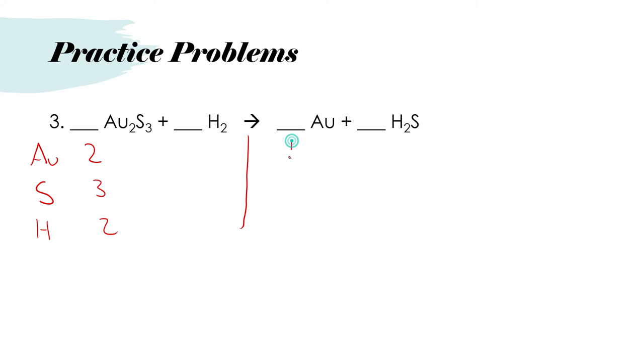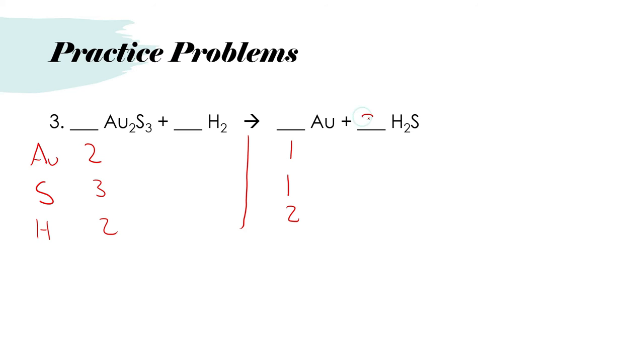On this side, we just have 1. We've got 2, and we've got 1. When you see an element by itself on this side with no subscript at all, that's usually going to be your easiest one to balance. So you usually want to save this one for last. In that case, we're going to look at sulfur. We need 3 sulfurs over here.